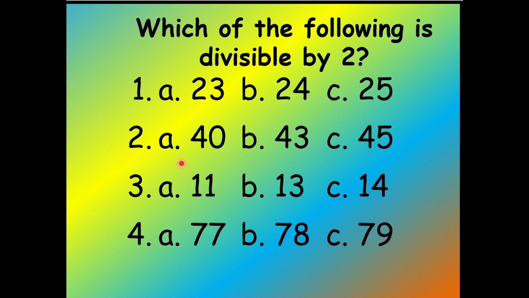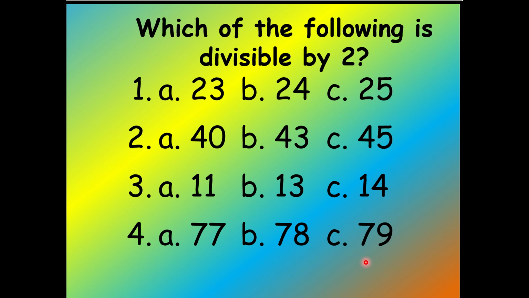For number 2, is it A, 40, B, 43, C, 45? Number 3, is it A, which is 11, B, which is 13, and C, which is 14? For number 4, is it A, 77, B, 78, or C, 79? Have you answered all of them?